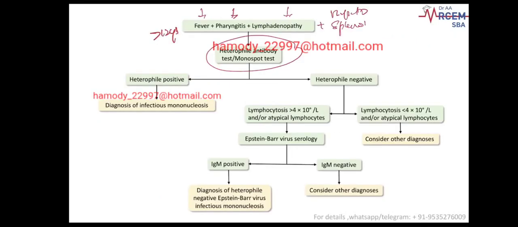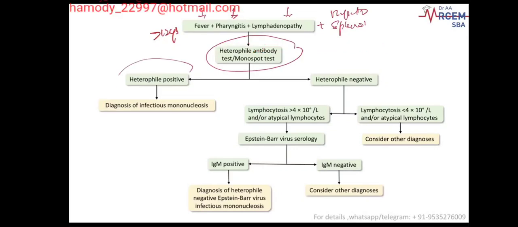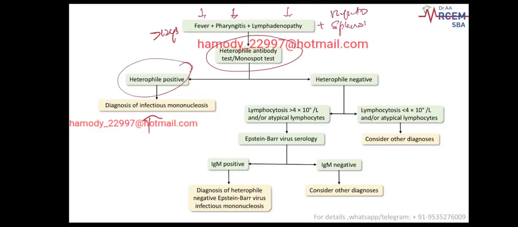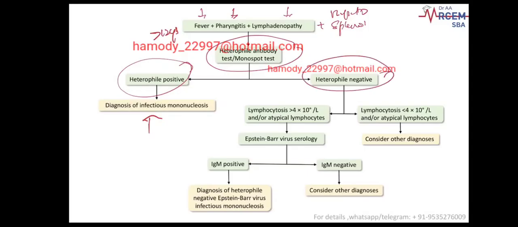More than 12 years, what do you do? You get a heterophile antibody test. If it is positive, then you have the diagnosis and nothing needs to be done. If it is negative, it doesn't rule it out.